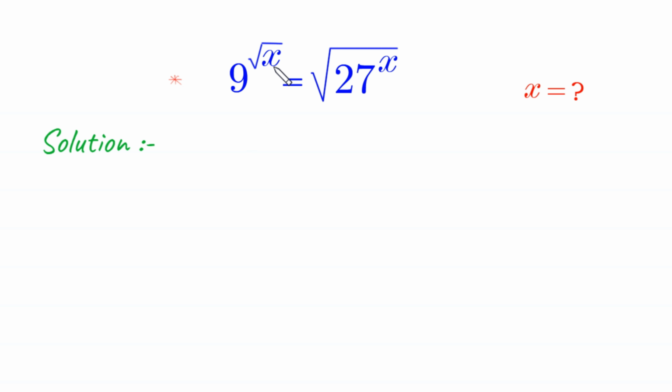9 to the power square root of x is equal to square root of 27 to the power x. Our job is to find all possible values of x.